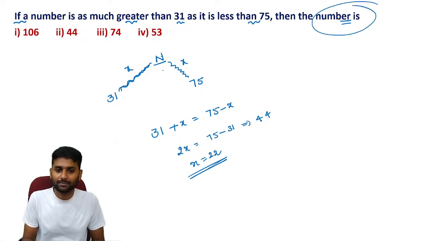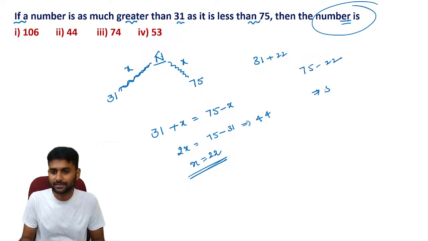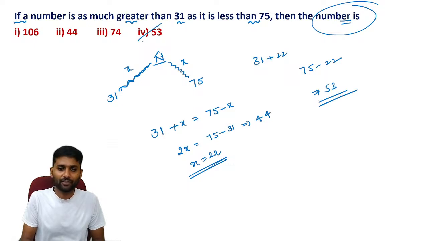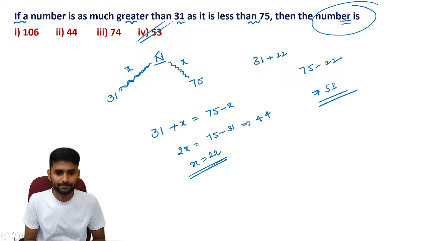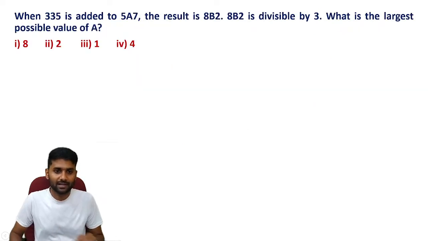Now what about that number, guys? 31 plus 22 or 75 minus 22 gives the same answer. According to the information, the number is 53. Let's try this question.